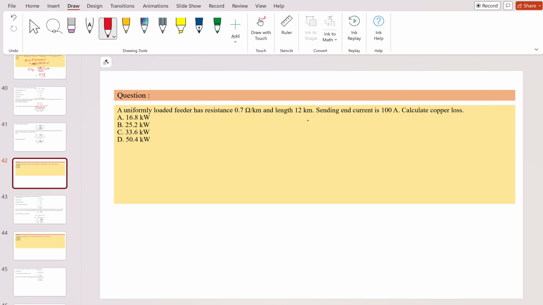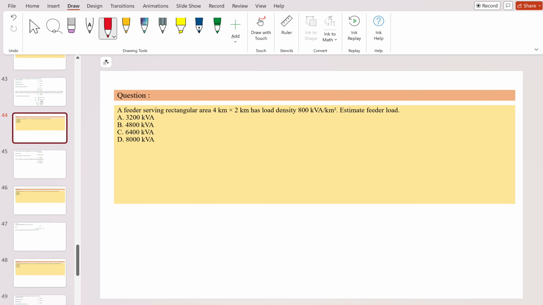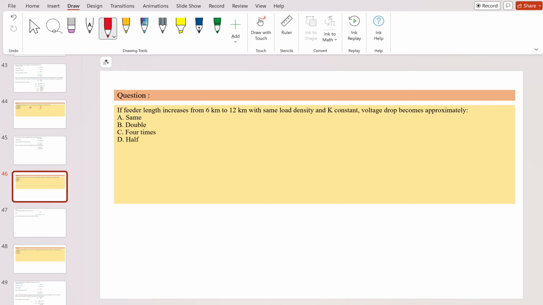This type of question we have already seen. That is a feeder length. That we have also seen. That is, area and delta are given. 6 to 12 load density, voltage drop. Okay, this kind of problem will be there. So try to solve this.